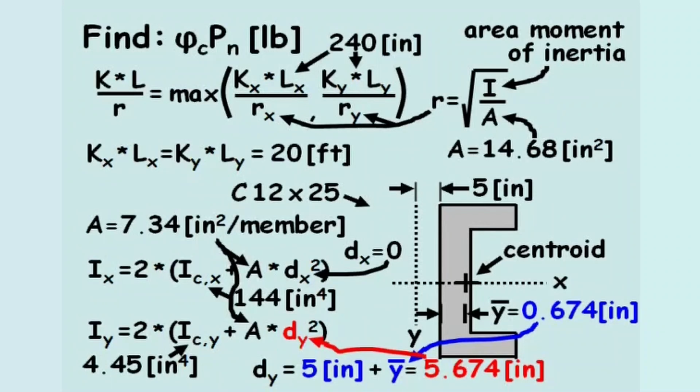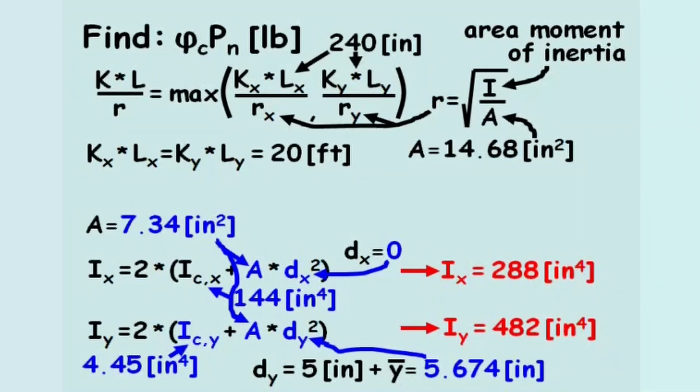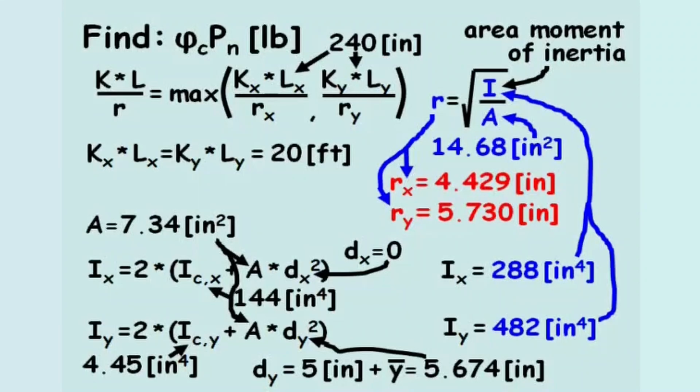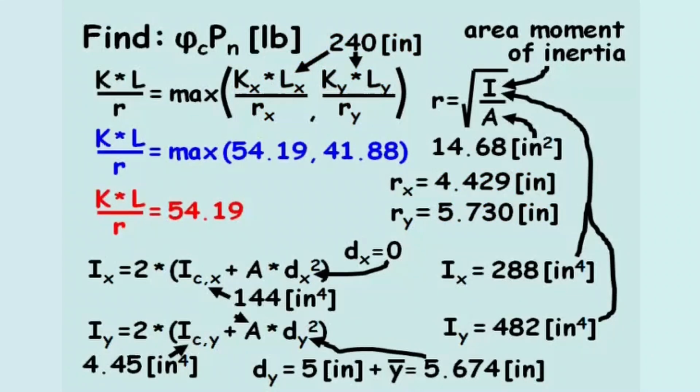After plugging in the known variables, the area moment of inertia equals 288 inches to the 4th power and 482 inches to the 4th power for Ix and Iy, respectively. Next, we'll solve for the radii of gyration about both axes, where rx equals 4.429 inches and ry equals 5.730 inches. Now we can solve for the slenderness ratio by dividing the effective length by the radii of gyration. The slenderness ratio equals 54.19.